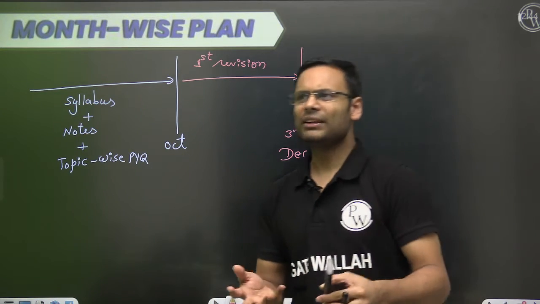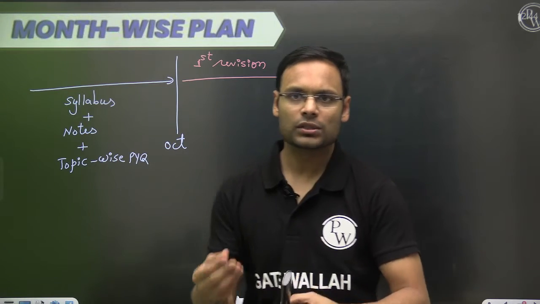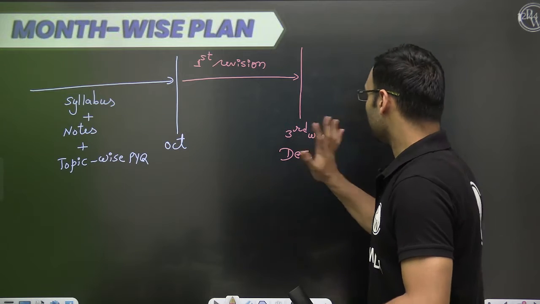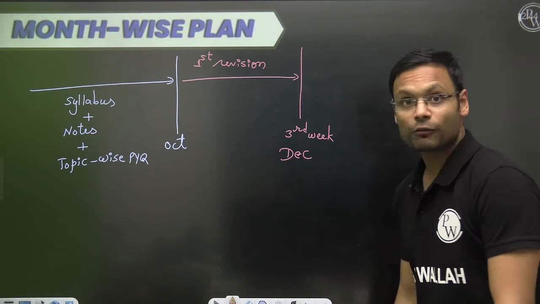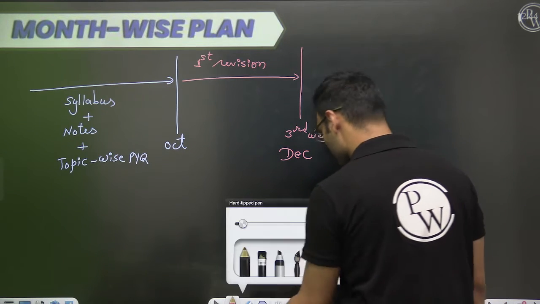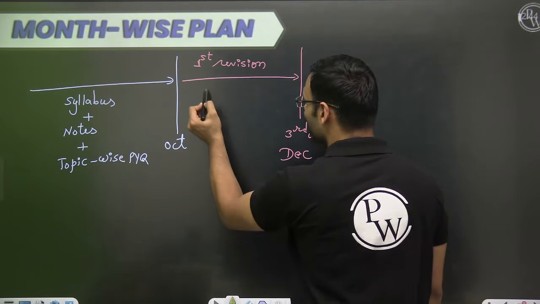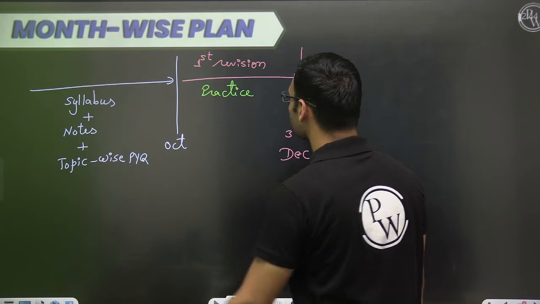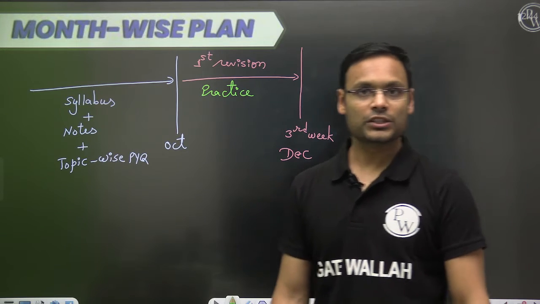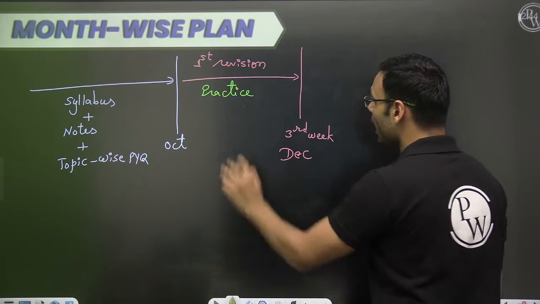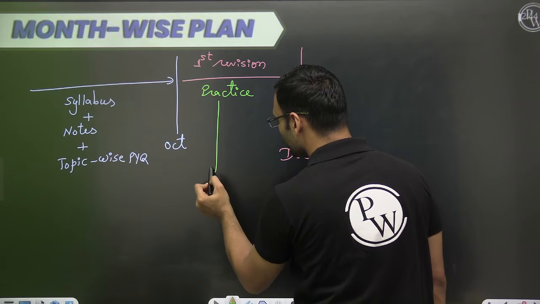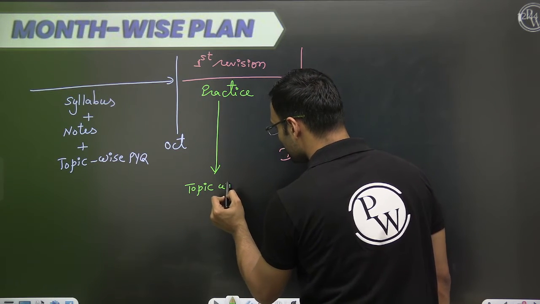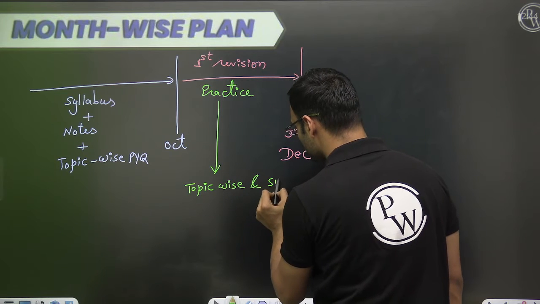So around 7 to 8 days for one big course, 3-4 days for a smaller course, and you can easily manage your revision. So the first revision will take a lot of time, yes, but along with the first revision, you will practice. As soon as you finish a topic, practice. As soon as you finish a subject, practice. And along with that, you will have to give topic wise and subject wise tests also.